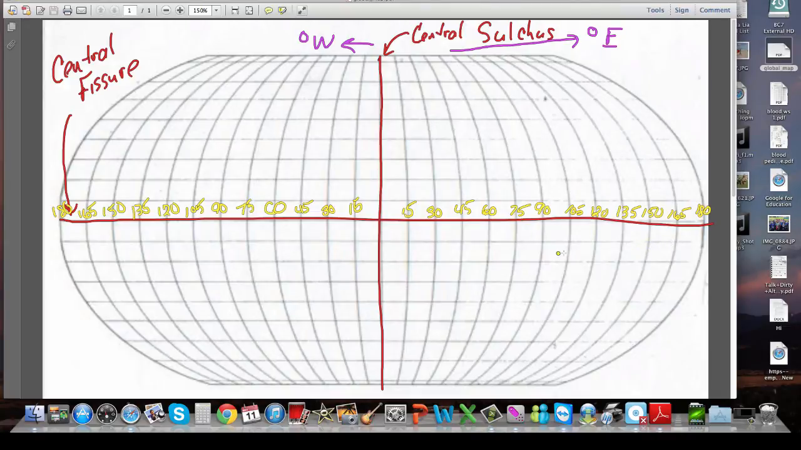Now each latitude line will be 10 degrees. Both north, which would be degrees north, would be this way, and degrees south would be this way. Again, the latitude lines, which run side to side, are 10 degrees. Stop the video again and then continue once you've completed this.